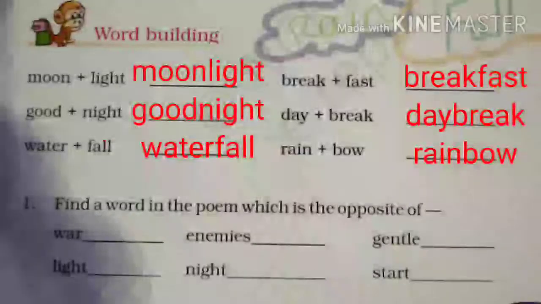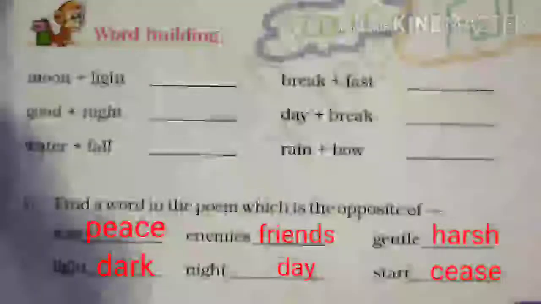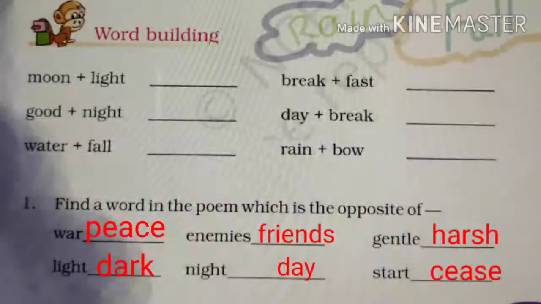Now know about question number 1. Find a word in the poem which is the opposite of. Number 1. War. The opposite of war will be peace. P-E-A-C-E, peace. The opposite of war is peace. Next is light. The opposite of light will be dark. D-A-R-K. The opposite of light will be dark.